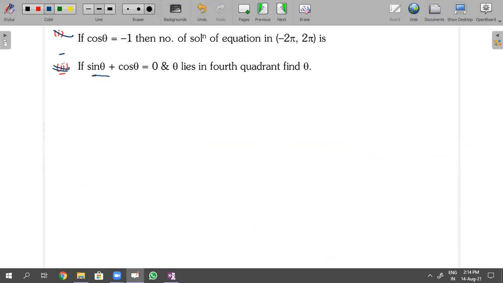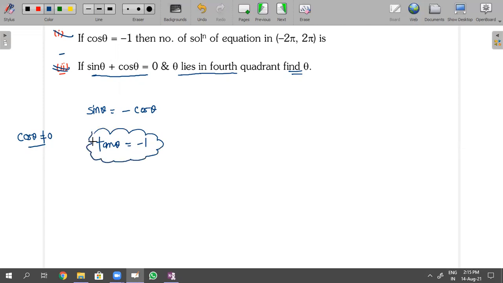Question number 2. It is given that sine theta plus cosine theta is equal to 0, and theta lies in the fourth quadrant. Then what will be the value of theta? What does sine theta plus cos theta equal to 0 stand for? You may write sine theta equals negative cosine theta, isn't it, by shifting cosine to the other side. Now, once you divide the expression by cosine theta, assuming that you will not be entertaining the value of cosine equal to 0, you end up getting tan theta equal to negative 1.